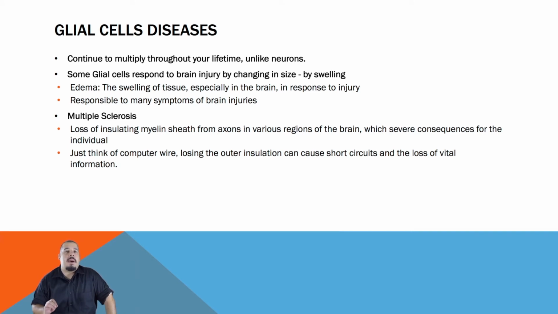Diseases that affect the myelin sheath that oligodendrocytes provide can have a detrimental effect as well. Multiple sclerosis, or MS, is the loss of myelin sheath from axons in various regions of the brain. This will cause the neurons to short circuit or provide a distorted message to the postsynaptic neuron. By the time the signal reaches its destination, it could be a totally different message if it ever reaches the destination.